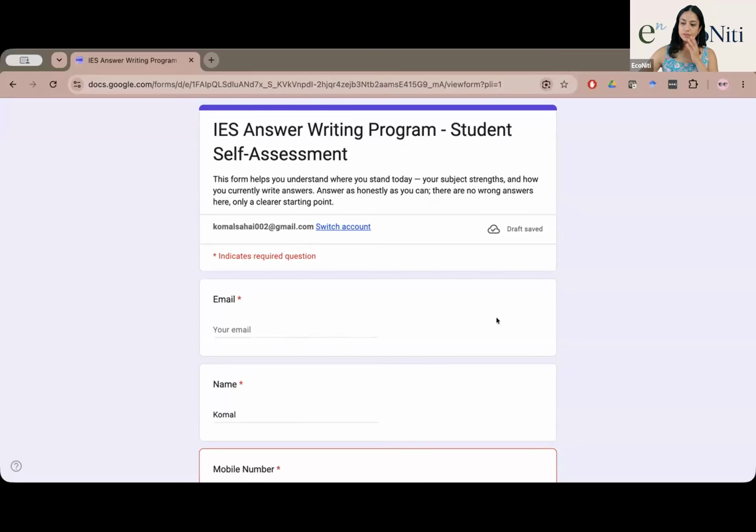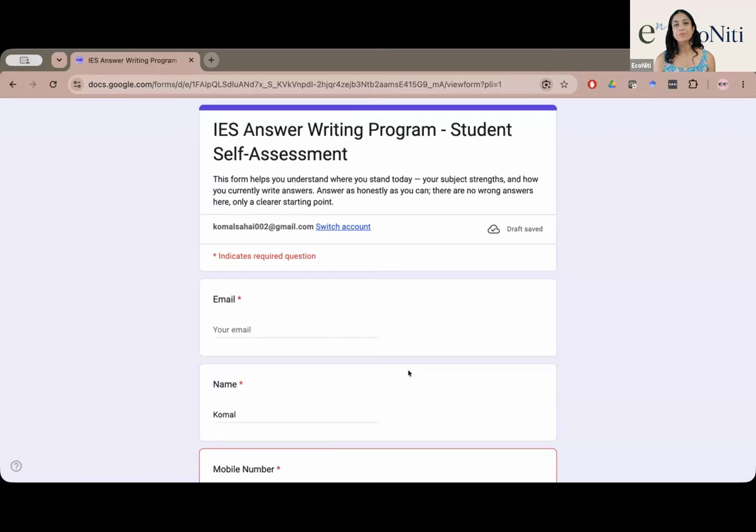All right. So now you must see the answer writing program ka student assessment form over here. And let me walk you through this. We're going to fill the form alongside. Now, this form is going to take your time. So please take out 15 minutes, 20 minutes so that you fill the answers without, मतलब अंधेरों की तरह नहीं fill करना, ध्यान से सोच के fill करना, ठीक है?